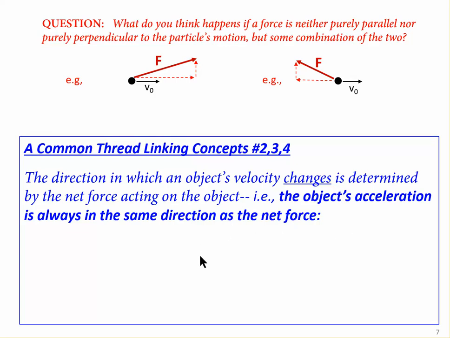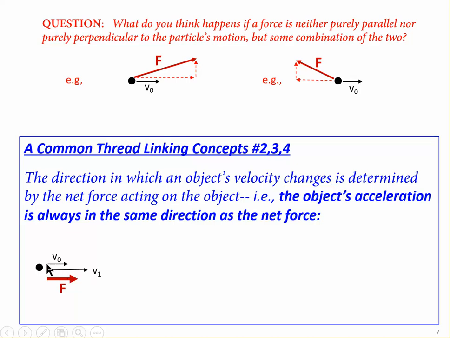So let me illustrate what this means with a simple picture here. Suppose I have a particle, here it is, and it's initially moving to the right with a velocity v naught. Now, suppose I push on it with a force to the right. We've already seen that that's going to cause the object to speed up. It's still going to travel to the right, its direction won't be affected, but it's going to speed up. So let's say a moment in time later, its new velocity vector will be something like this. It's bigger than the old velocity vector because it's traveling faster now.